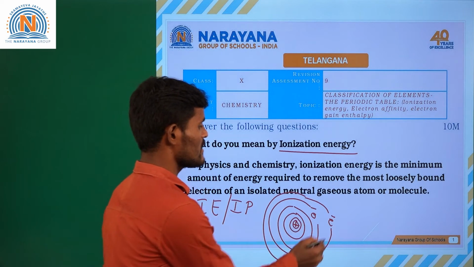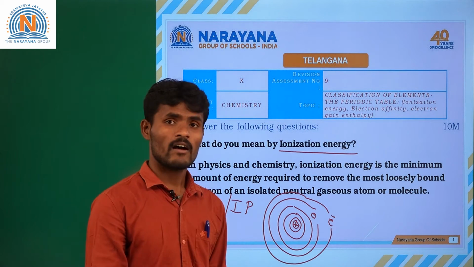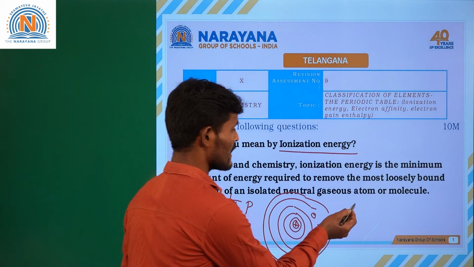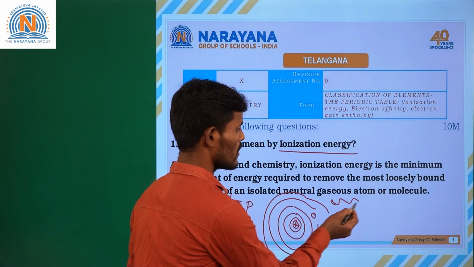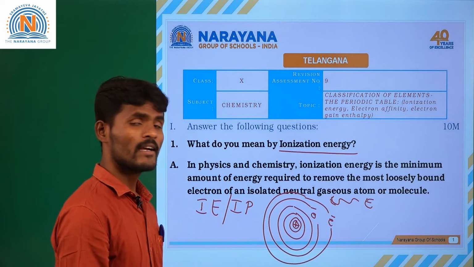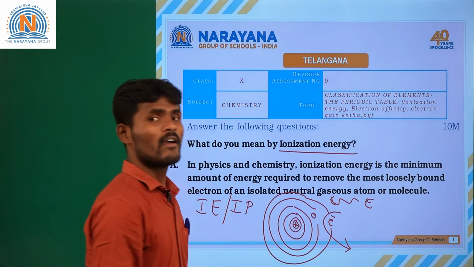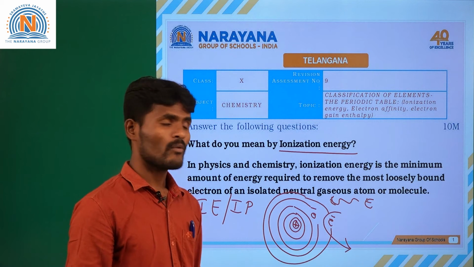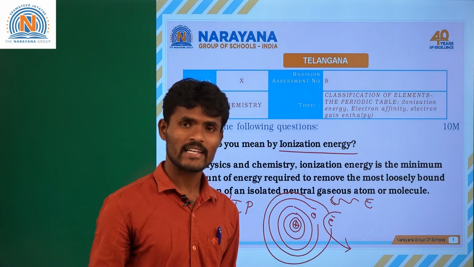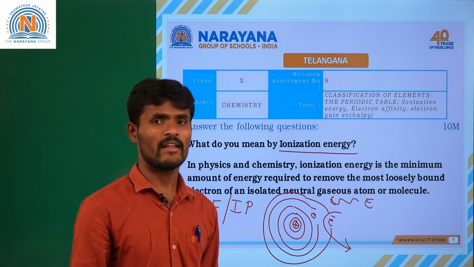See here, it is the valency electron. It is the minimum amount of energy required to remove one outermost electron from the isolated neutral gaseous atom. That is called ionization energy.